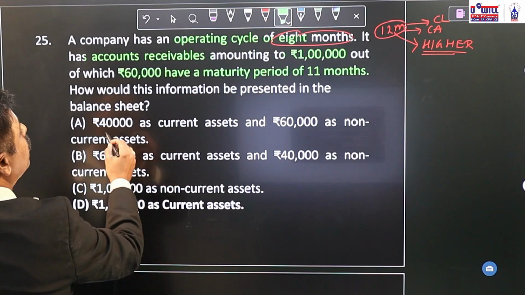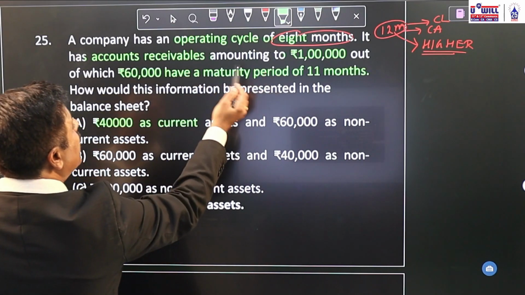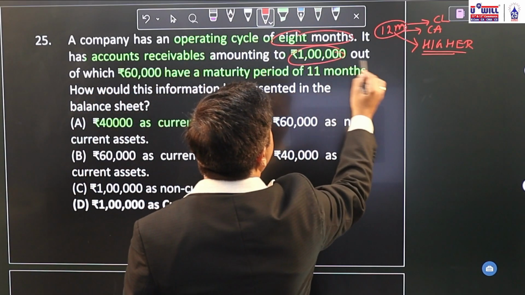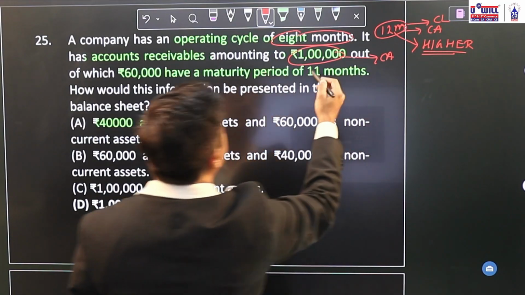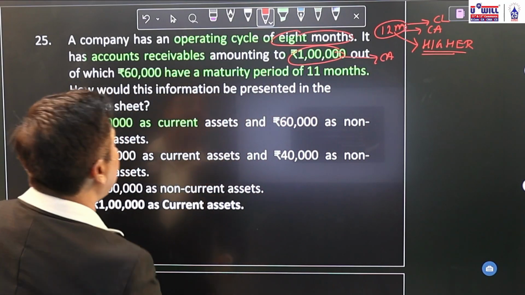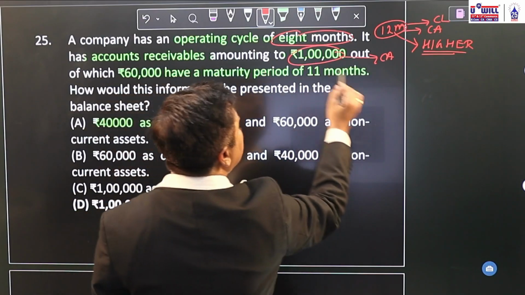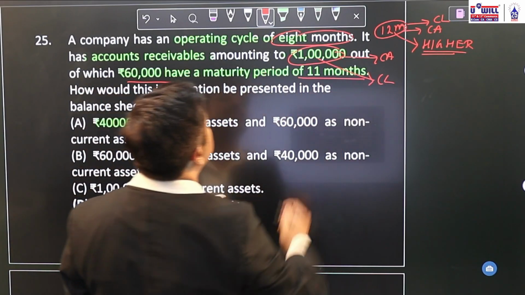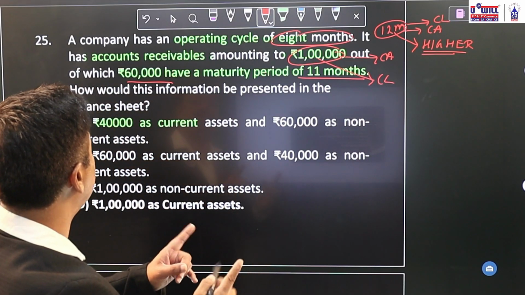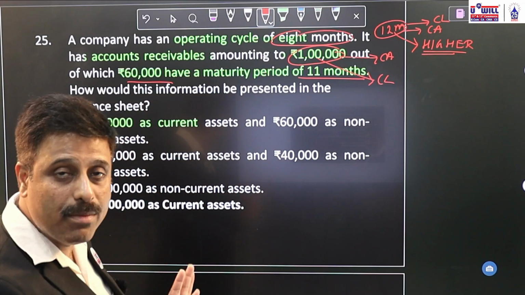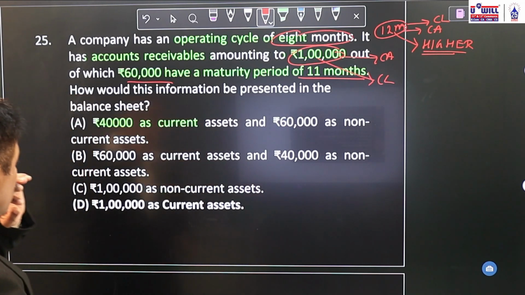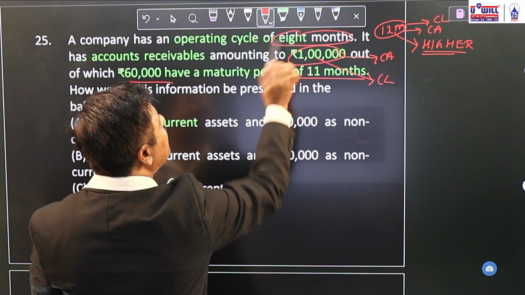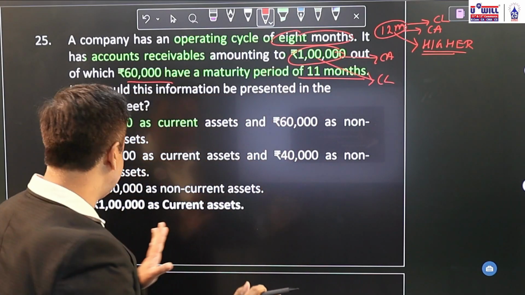40,000 as current asset. 40,000 means they are talking about 1 lakh minus 60,000. Actually, the entire accounts receivable is a current asset because the period is 8 months, and the entire 1 lakh is current liability. Because even if 60,000 has a maturity of 11 months and the remaining 40,000 has a maturity of 12 months, the entire 1 lakh will be your current liability. So both fall within the 12 months criteria.